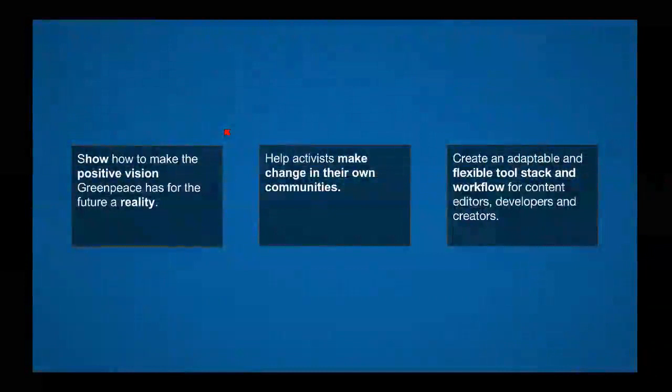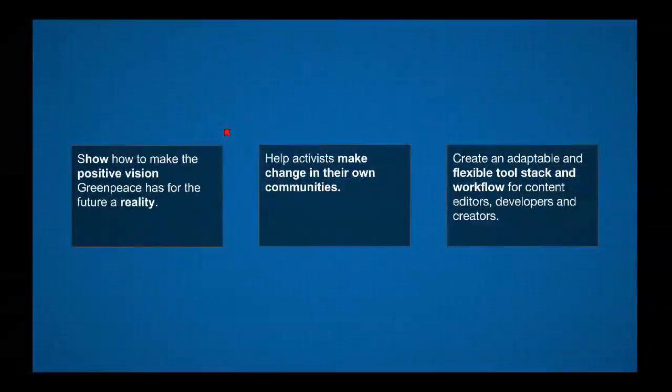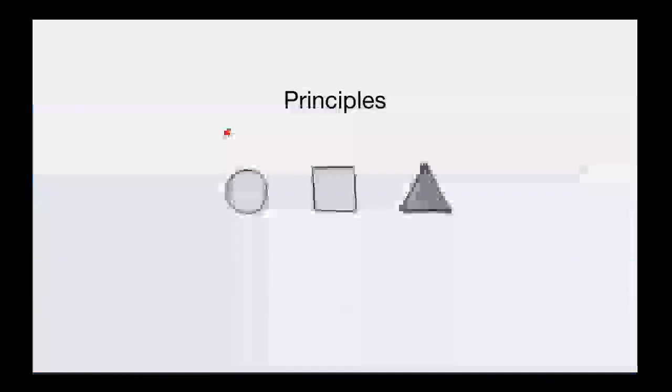So the concept aims to show the positive vision of Greenpeace by showing how great the planet could be and by highlighting clear and lightweight activities that anyone can do. We want to help activists by amplifying the work of national and regional offices and by showcasing locations, individuals, organizations that are meaningful to NROs, to individuals. And then, of course, we also want to create an adaptable and flexible tool stack by utilizing open source technologies and frameworks and by creating templates and remixable resources for NROs.